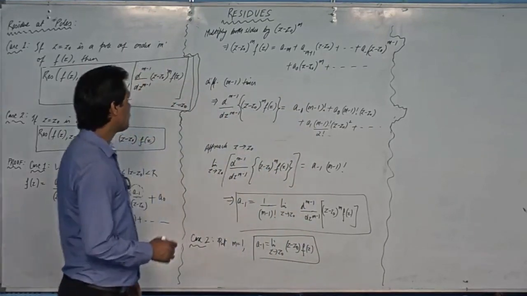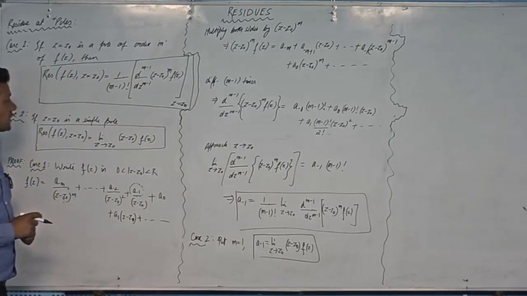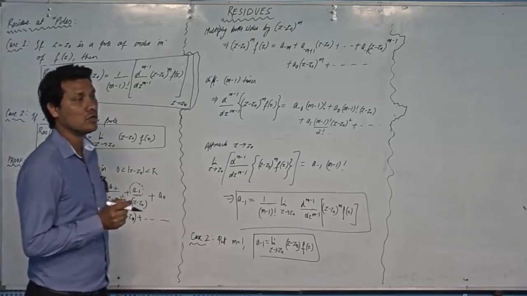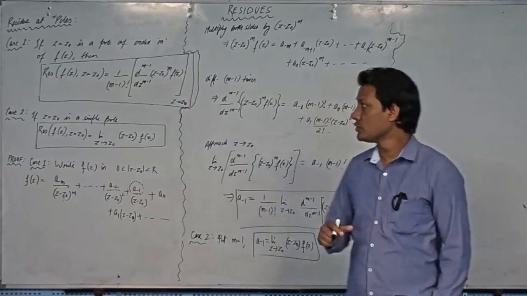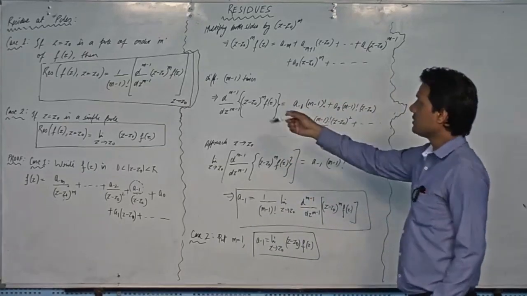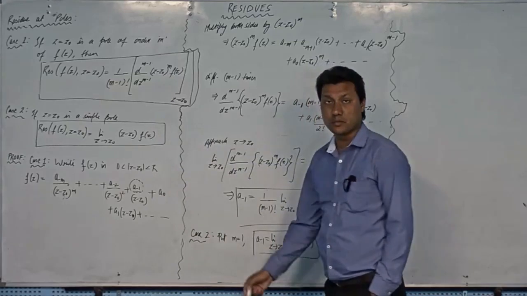These are small proofs for these formulae, which are very useful if you don't want to use that Laurent expansion, right? So I will be using two or three examples based on these formulae. This is for mth order pole, and this is for simple pole, right?